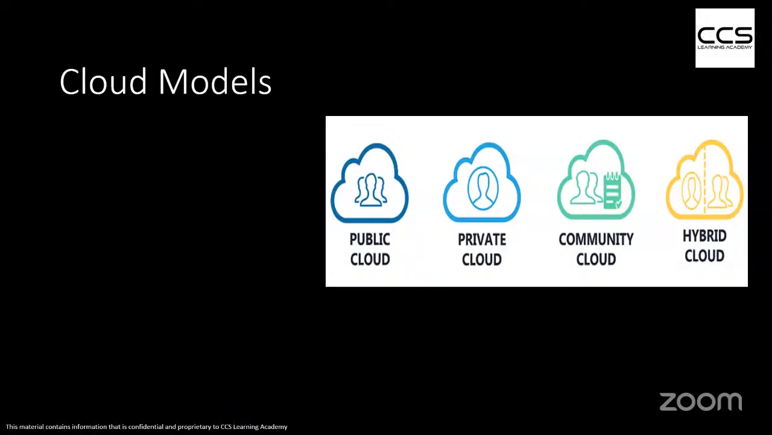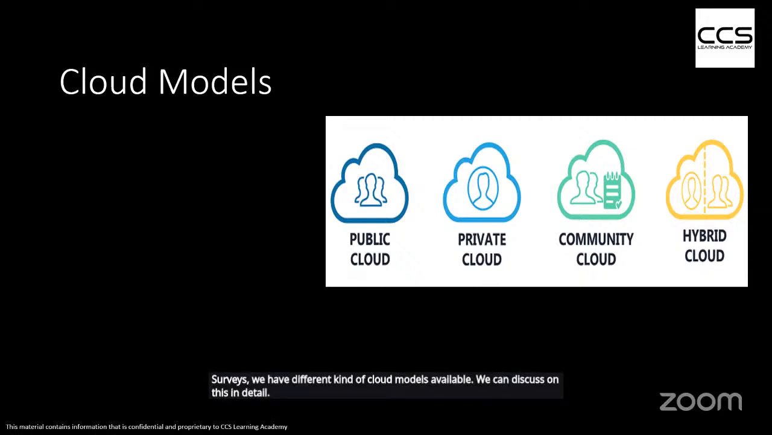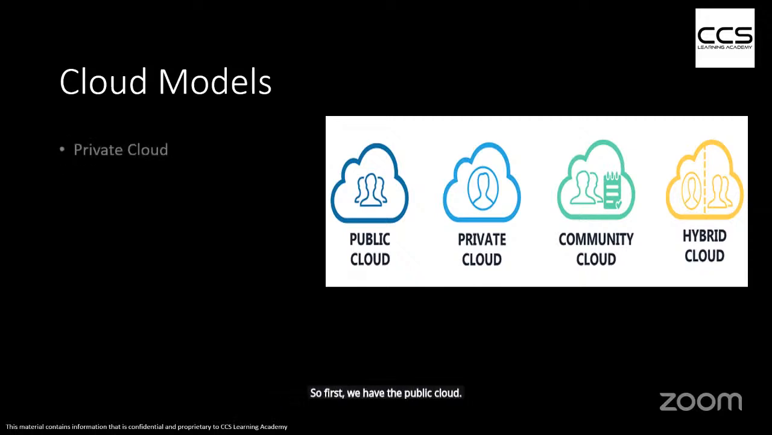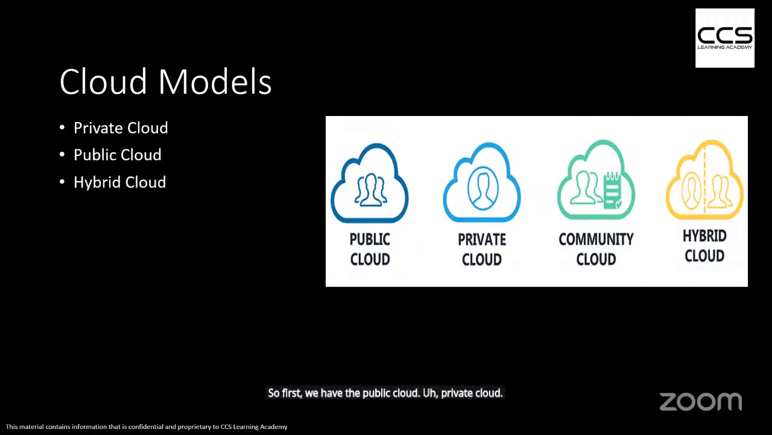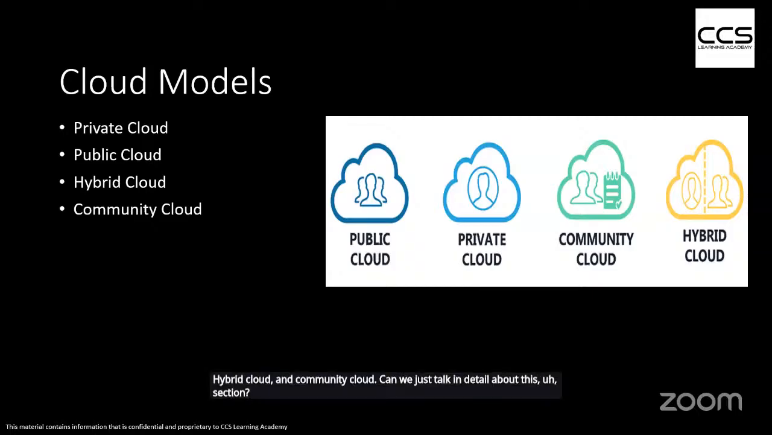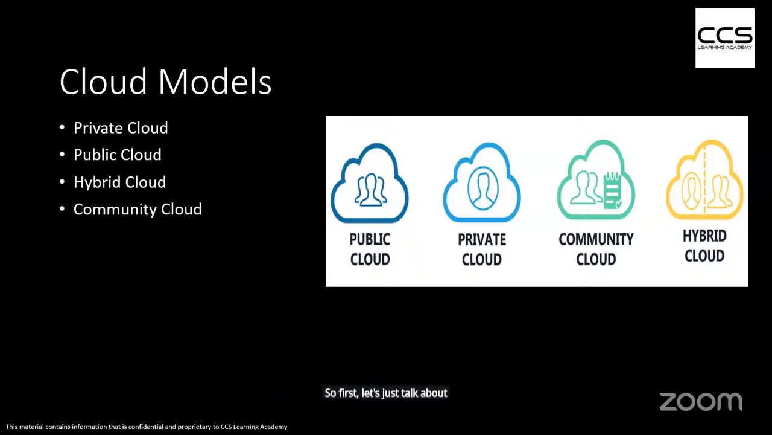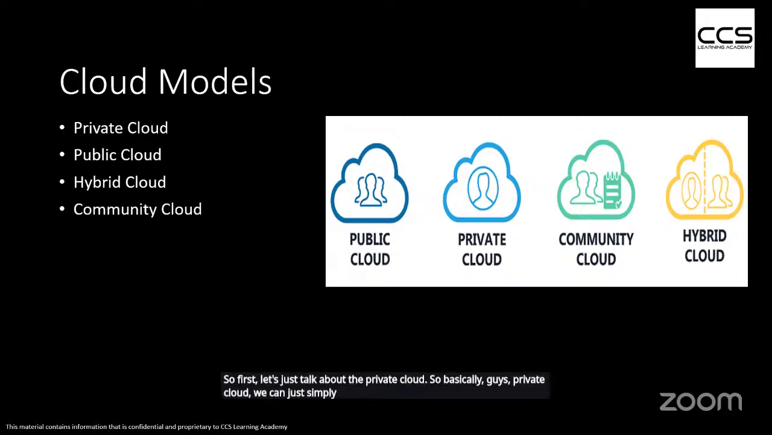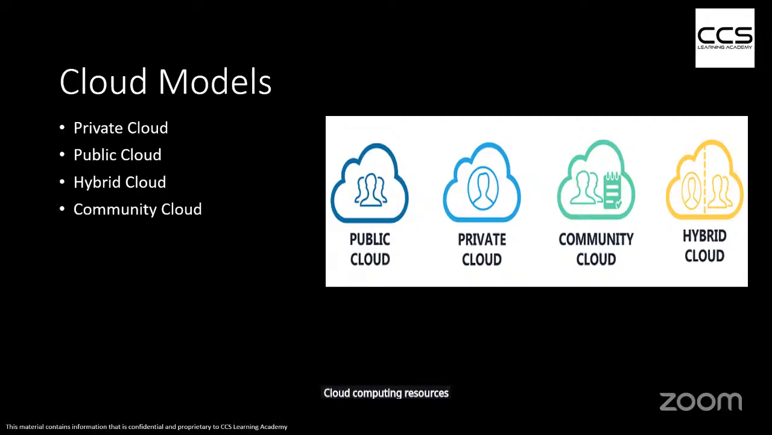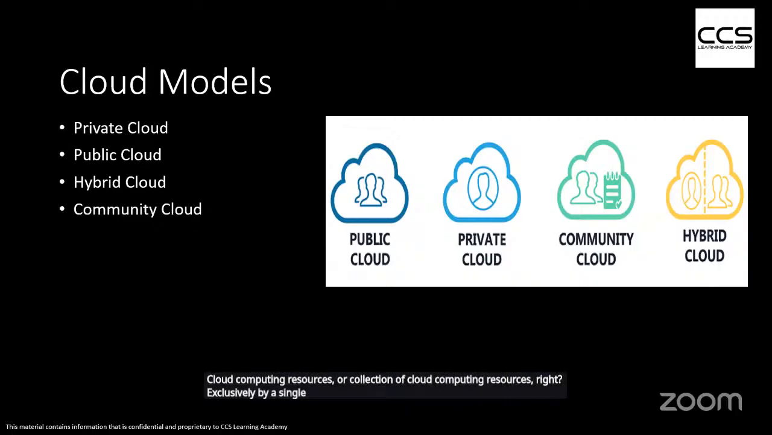So guys, we have different kinds of cloud models available, and we can discuss them in detail. First we have the public cloud, private cloud, hybrid cloud, and community cloud. Let us talk in detail about this section. First, let us talk about the private cloud. Basically, a private cloud is simply a cloud computing resource, or collection of cloud computing resources, used exclusively by a single business or organization.